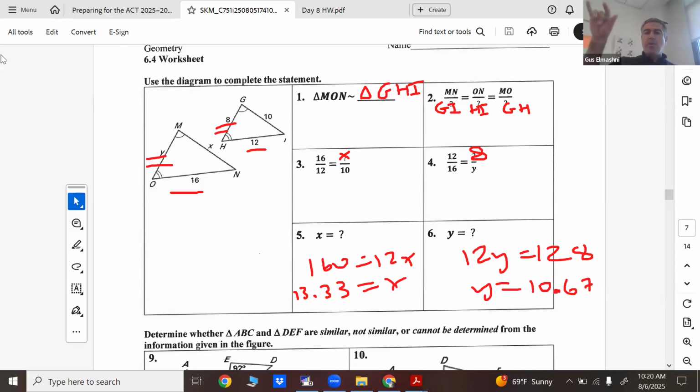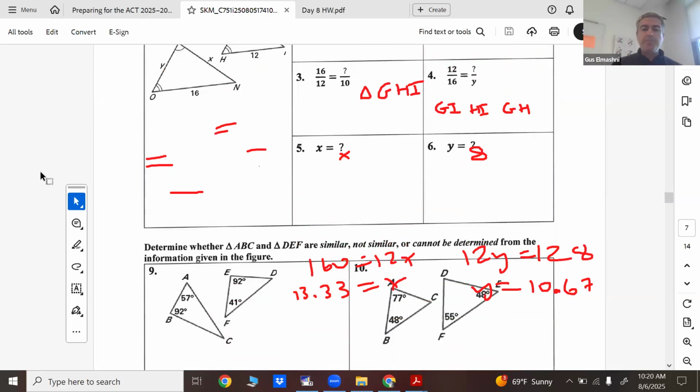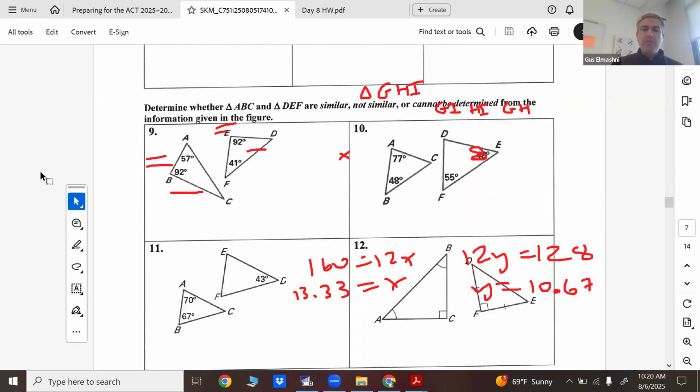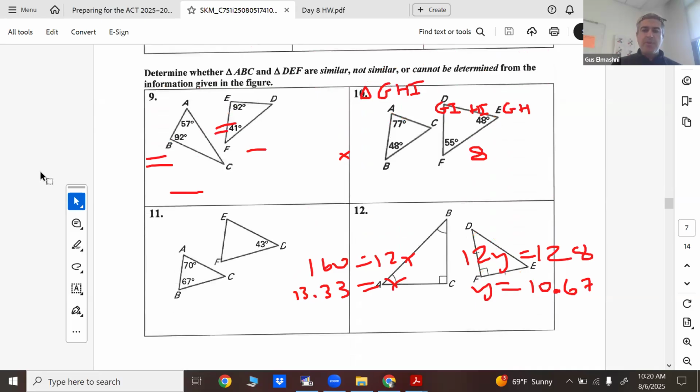So again, you have to look at the corresponding angles. M goes with G, O goes with H, N goes with I. They have to go in that order, and you set the proportions in that way. So now we're going to determine if these are similar or not.